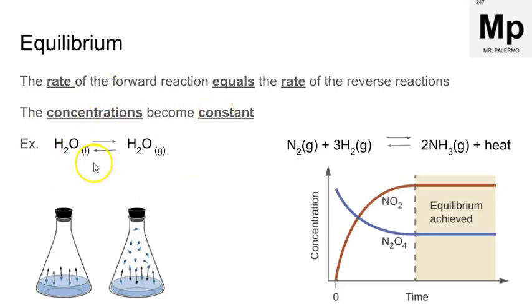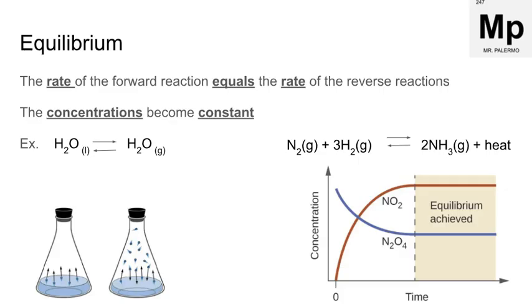Here's an example of equilibrium. Here is a phase equilibrium where water liquid is turning to water gas. So if we have a stoppered flask here, you can see as the liquid water evaporates and turns to a gas, eventually that gas is then going to recondense back to a liquid. And we reach equilibrium when the speed at which this is occurring equals the speed at which this is occurring. So it may appear nothing is happening at all, but the reaction is still taking place. It's just at equal rates.